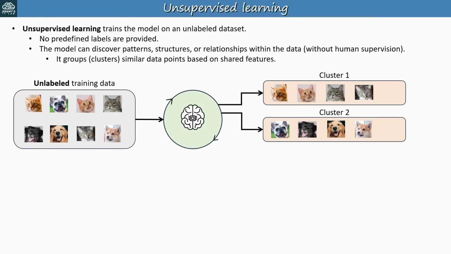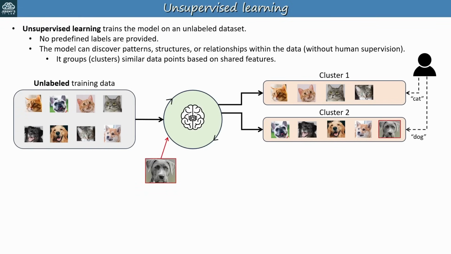It doesn't know what these clusters represent. It simply groups similar images together based on features like fur texture, shape, or color patterns. A human can then interpret these clusters and label cluster 1 as cat and cluster 2 as dog. Then, if you feed the model another image of a dog, it should be able to recognize that it has similar features to the other photos in cluster 2 and assign it to that cluster. And same if you feed it another photo of a cat.